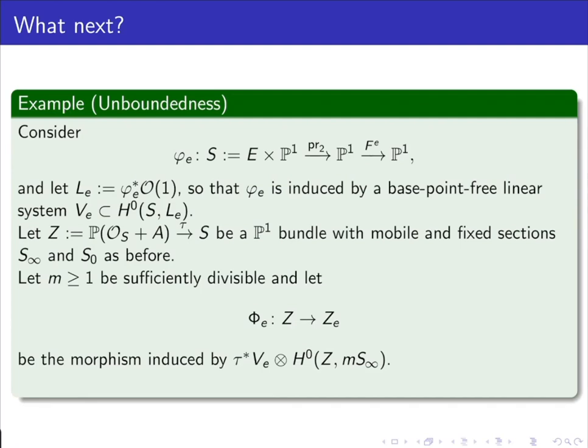And then we take m sufficiently divisible, and we let big phi_e be the morphism induced by the pullback of V_e to the P1 bundle Z, tensored with this semi-ample linear system. I'm taking m sufficiently divisible here, so that this actually gives me the contraction to the cone. And what you find out is that the images Z_e do not form a bounded family.